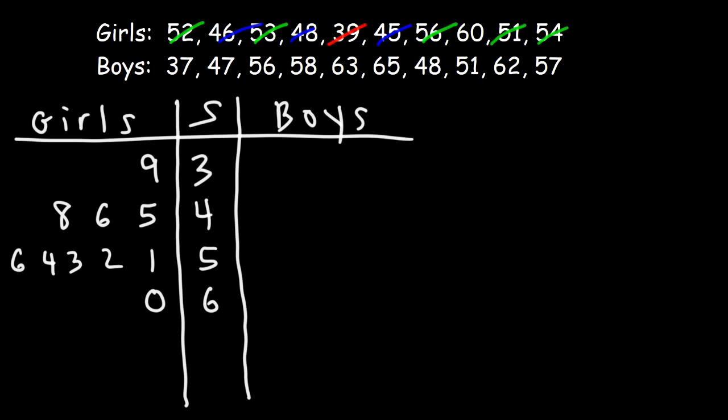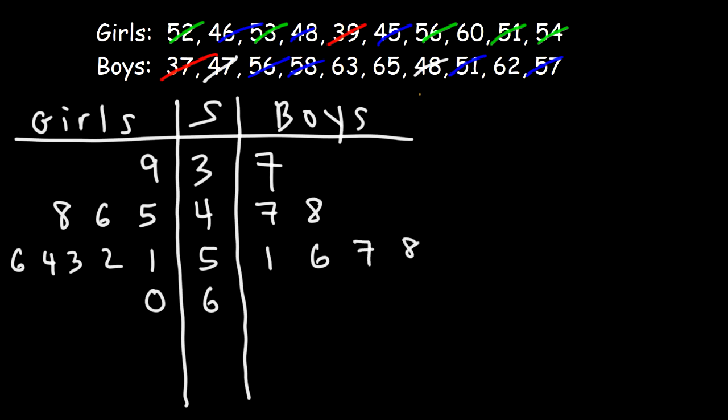Now let's move on to the next column. So the lowest number for the boys is 37. And then there's two numbers in the 40s, 47 and 48. So we're going to write 7 and 8. And then in the 50s, we have 51, 56, 57, 58. So let's write 1, 6, 7, and 8.